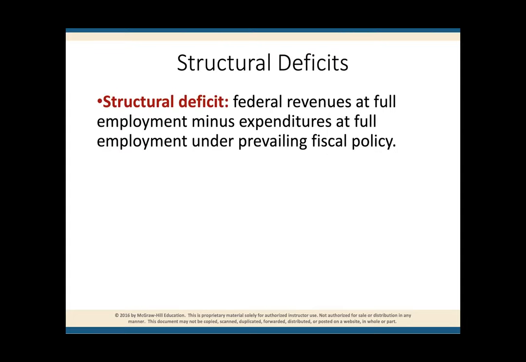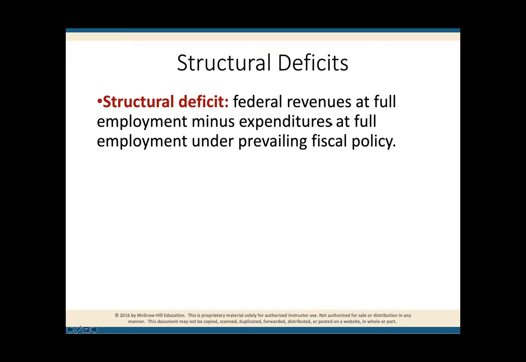Again, the government creates a plan, and we call this the structural budget. The structural budget is what we plan. But the sad thing is, I already told you that the government in many cases creates what's called a structural deficit. A structural deficit simply means they already know how much they're going to collect, and they simply decide to make a plan in which they're going to spend more than what they collect. So then, federal revenue at full employment minus expenditures at full employment under prevailing fiscal policy.